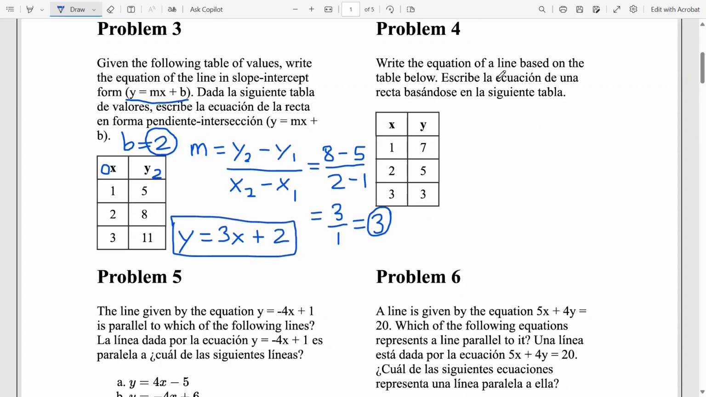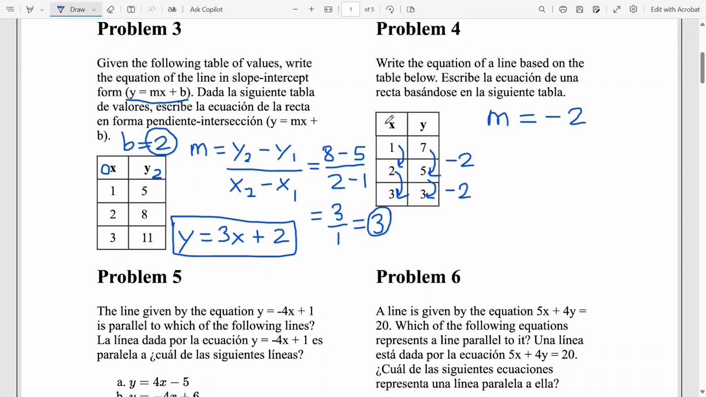Next one, write the equation of a line based on the table below. Okay. So again, we want to look at our slope. We're increasing by 1 in x. So as we go up from each x value, we go up by 1. And we're decreasing in y by 2. So we're going down 2 as we go up 1. So our slope is actually negative 2. Okay, because we go down 2 each one.